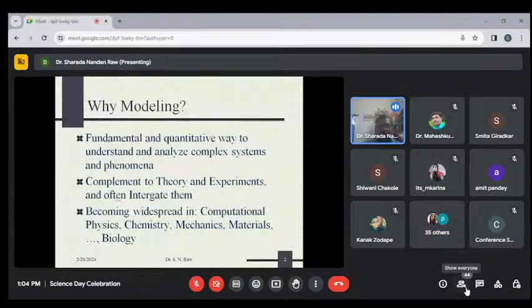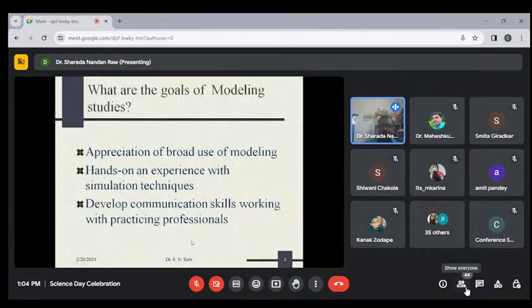So mathematical modeling is a complement to theory and experiment and often integrates them, becoming widespread in computational physics, chemistry, mechanics, and biology everywhere. What are the goals of the modeling study? Appreciation of broad use of modeling, and hands-on experience with simulation techniques. So before doing the mathematical modeling, you should know some computational techniques.